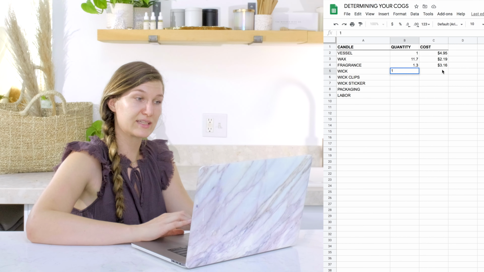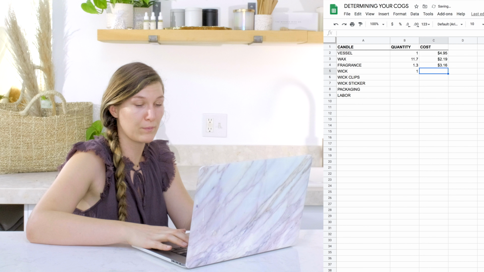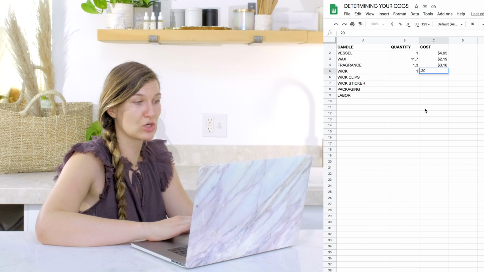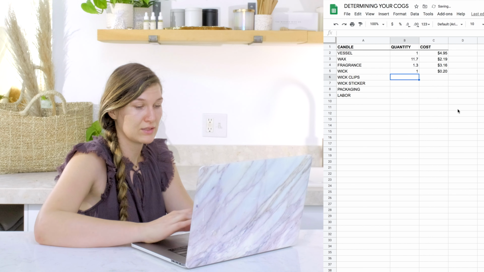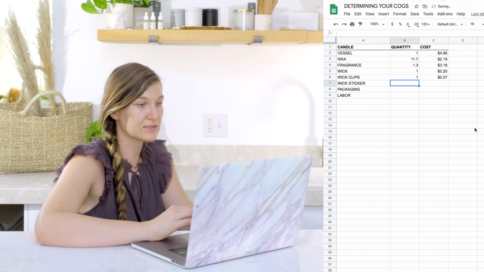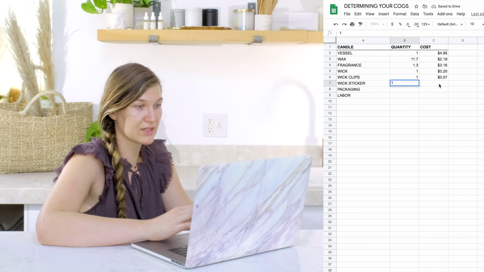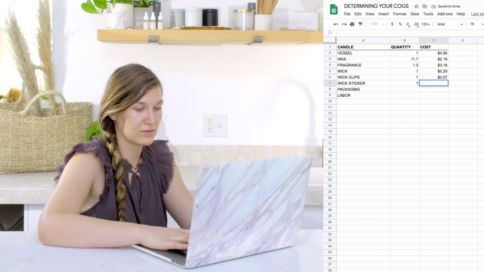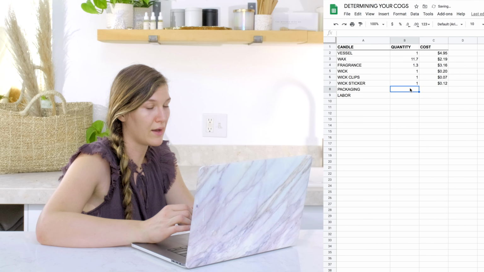Wick, obviously you're just going to need one of those. I'll just throw in kind of a general cost. Let's assume your wick costs 20 cents. You need one wick clip. Let's assume your wick clip costs 7 cents. You need a wick sticker. I believe that's 12 cents.